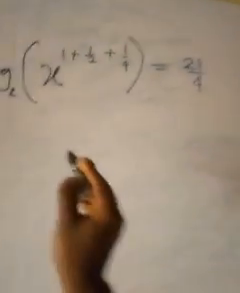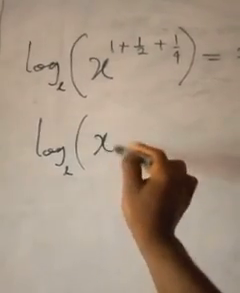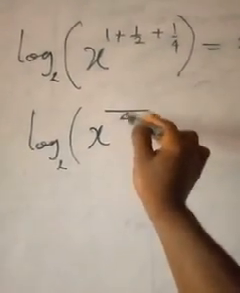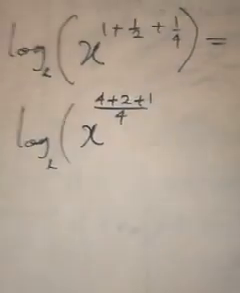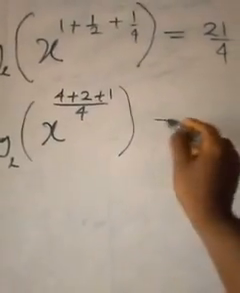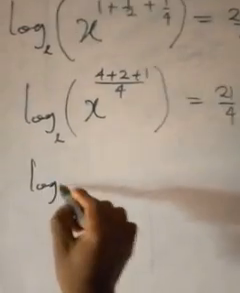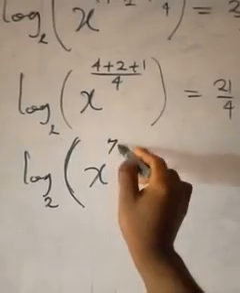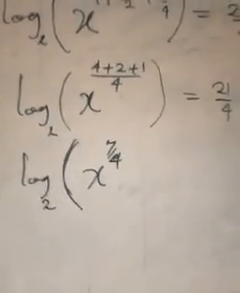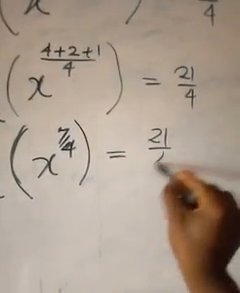21 over 4. Then we now find the LCM of this fraction. We have log 2 x raised to the power, the LCM is 4. So here we have 4 plus 2 plus 1, close the bracket, equals 21 over 4. Then log to base 2 of x raised to the power 7. The numerator is going to give us 7 over 4. 4 plus 2 plus 1 is 7, equals 21 over 4.